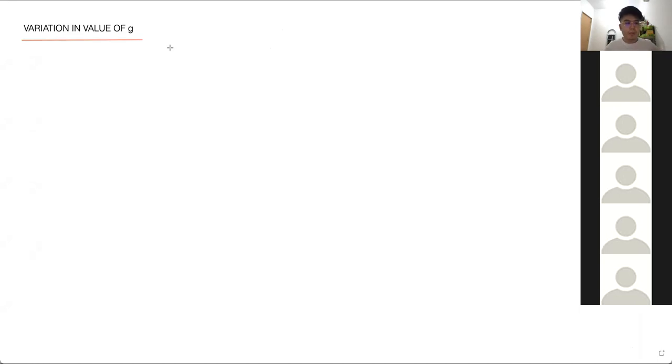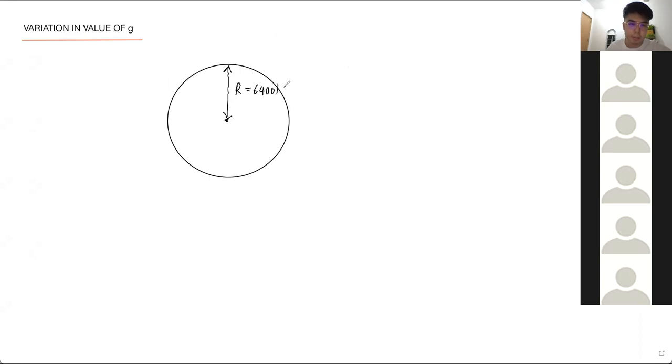Okay. Now, variation in value of g. G, gravitational acceleration, being 9.81 at the surface, right? So let's do a little bit of recap of what we talked about last time. Here, this is Earth. And the radius measured from center, we are going to put it as capital R, and it's 6,400 kilometers.